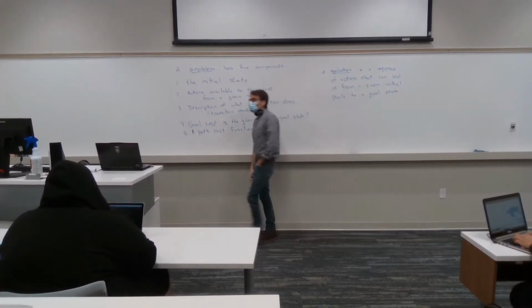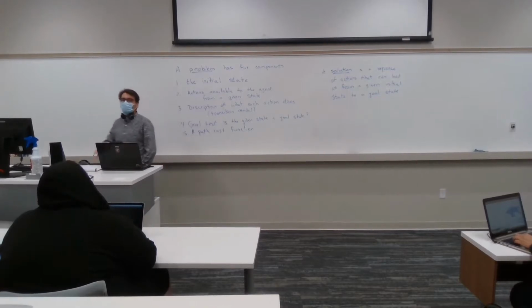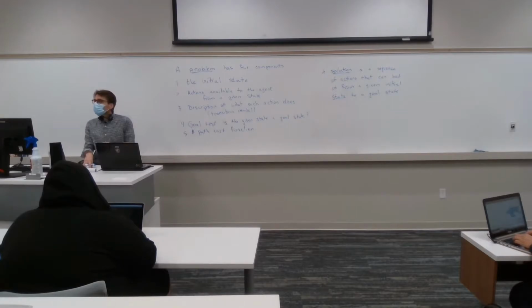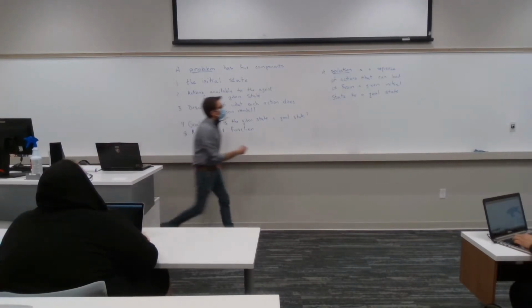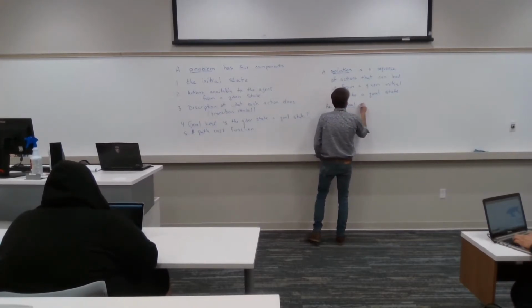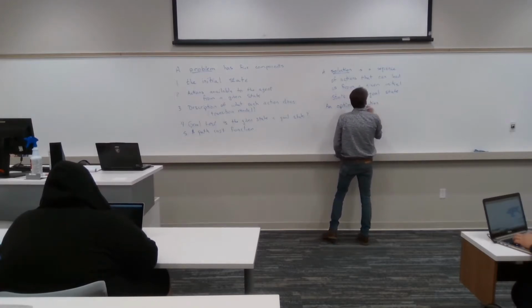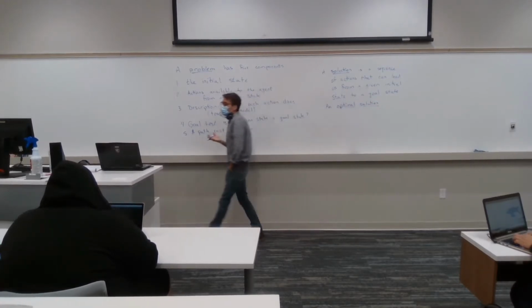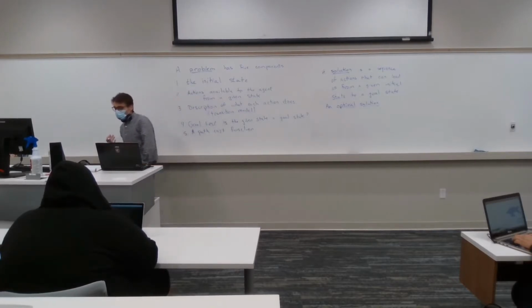So what happens if you can't go from the given initial state to a goal state? Yeah, then there's no solution, right? What happens if there's more than one way to get there? Well, that's where we can talk about an optimal solution. And an optimal solution has a minimum path cost, right?